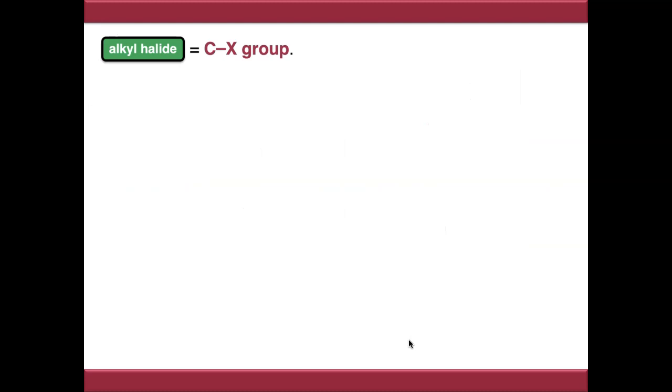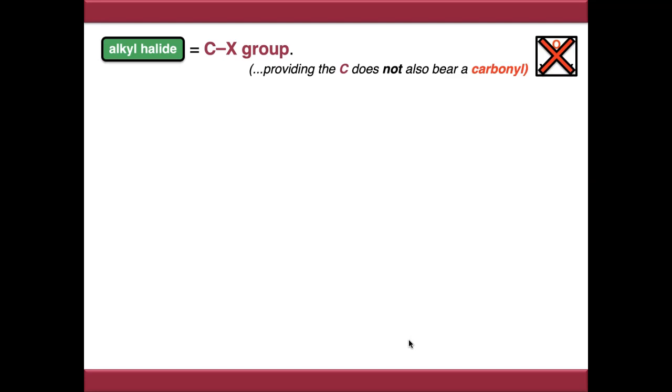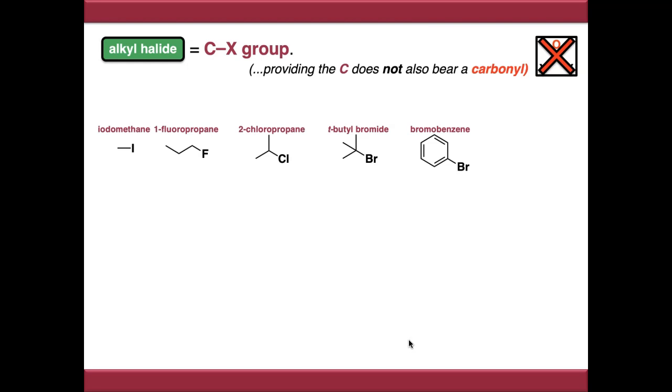So alkyl halides have a CX group, again providing that the carbon doesn't also bear a carbonyl because that makes it something else. So I've presented a range of different examples here with all the different halides involved, so you can see the range of what's going on. You can also refer to them as their specific names. So this is an alkyl fluoride, this is an alkyl chloride, this is an alkyl iodide, and so on. Once again, just to reiterate, carbonyl changes everything. So this is not an alkyl chloride or an alkyl halide. All right? We'll come on to what this is later on.